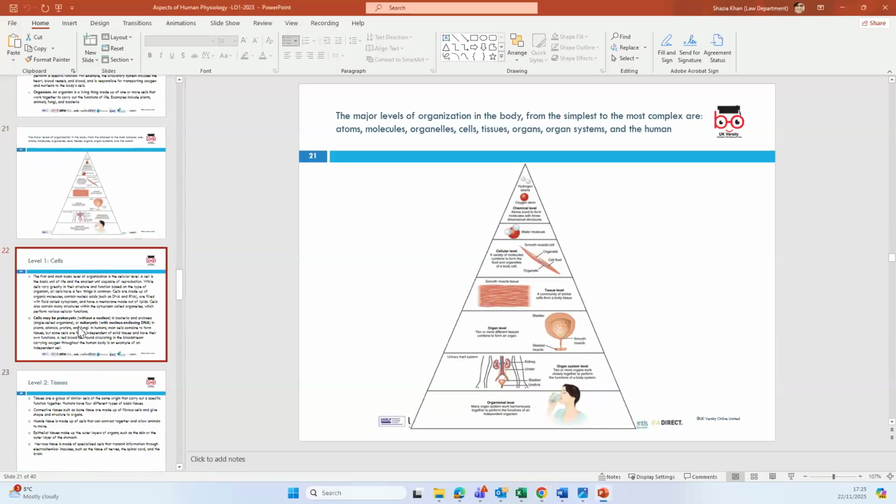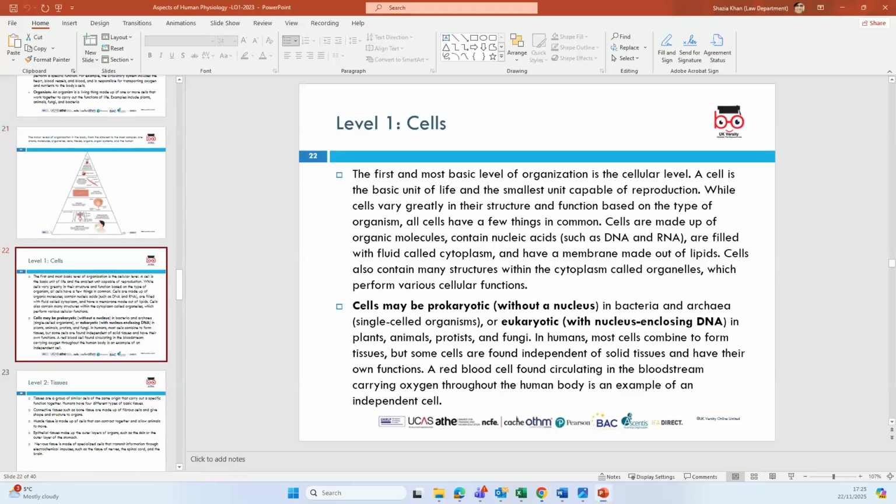So the first one is cells, which is level 1. And cells, like we said, are the most basic unit of life and the fundamental level of organization for living organisms. Cells may be prokaryotic, which means without a nucleus, or they may be eukaryotic, with a nucleus. So that could be in plants, animals, protists, and fungi.